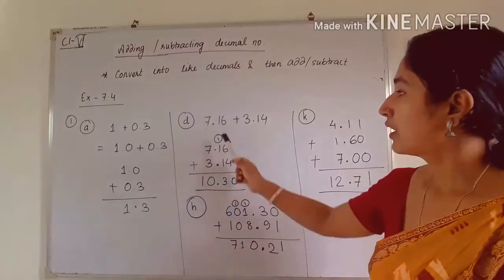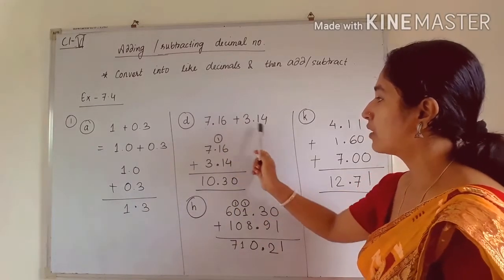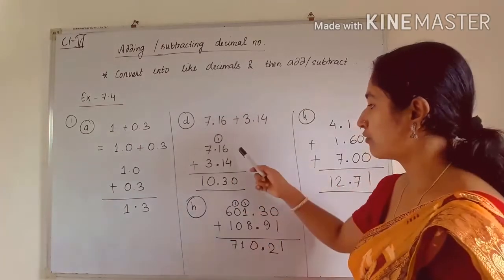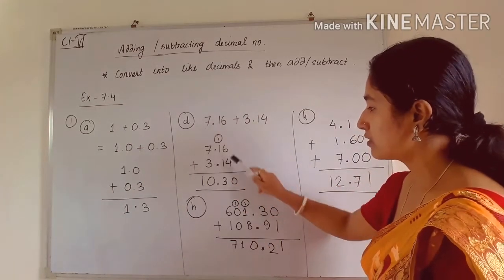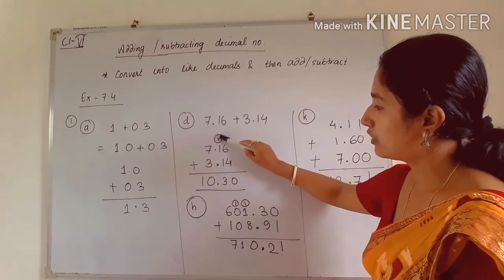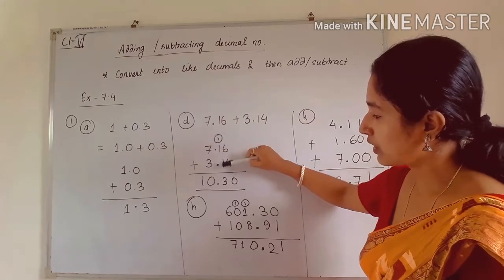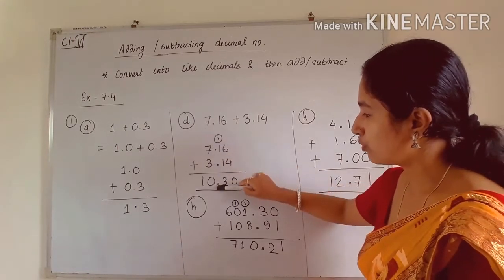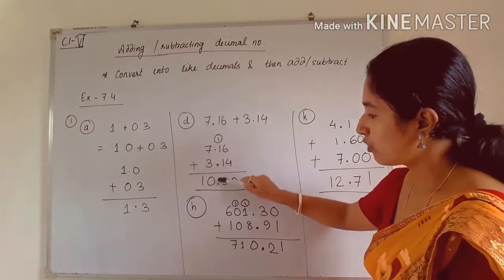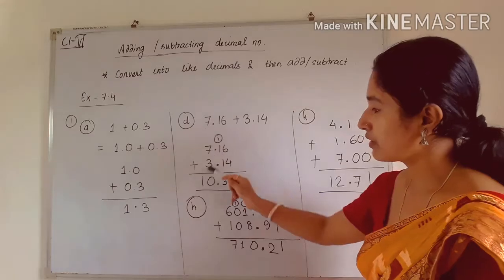Next, see number D. Here the digits after the decimal point are the same, so there is no need to convert into like decimals, we just have to add the hundredths place. 6 plus 4 will be 10, so 0 and 1 will be carried over. In the tens place we have to carry 1. So 1 plus 1 plus 2 will be 4. And the decimal point you have to place in the same line, one below the other. Next is 7 plus 3, that will be 10.